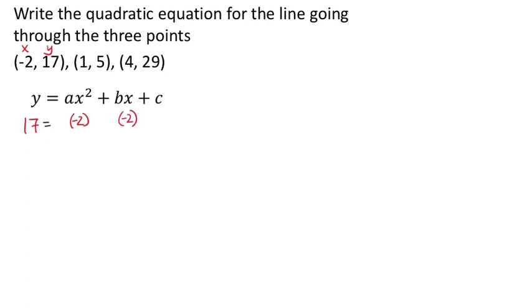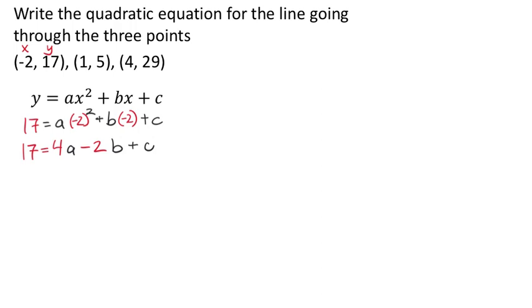Okay, so writing this out, I've got 17 equals a times negative 2 squared plus b times negative 2 plus c. And to simplify this then, would become 17 equals negative 2 times negative 2 would be 4, so that's 4a. And then, well, negative 2 b's, and then plus the c. Okay? That's my first equation.